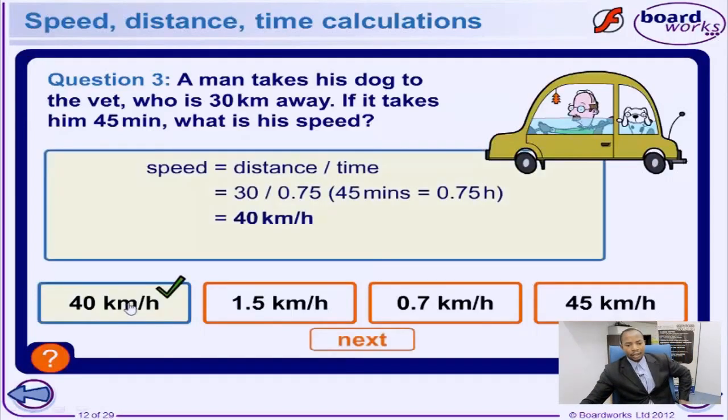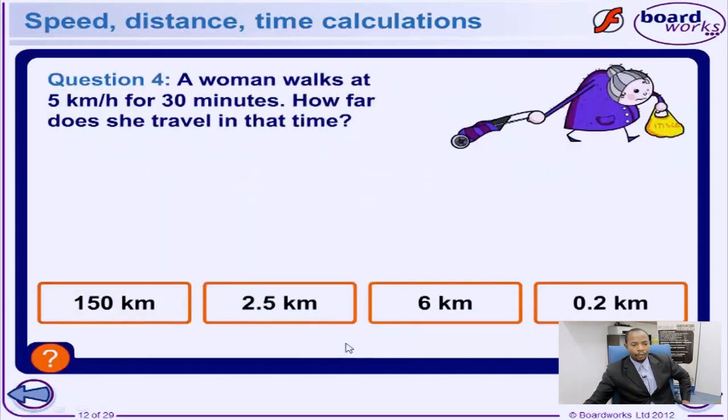That's right, that's great. Now let's move ahead to the next question. A woman walks at 5 kilometers per hour for 30 minutes. How far does she travel in this time? If you take a look at this question, the speed was given to us. 5 kilometers per hour is the speed, and the time was 30 minutes. So what we need to do is convert this time to hours, because the speed is in kilometers per hour.